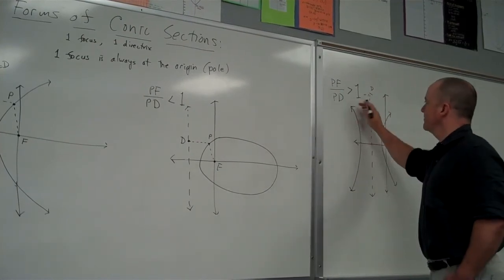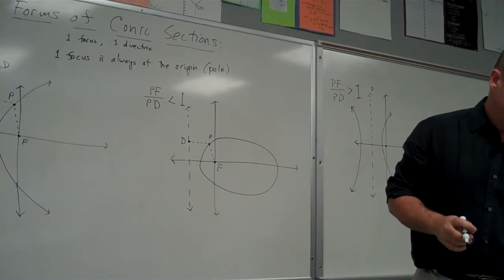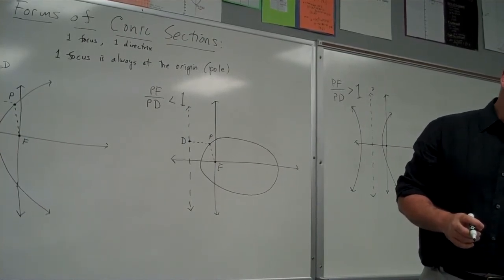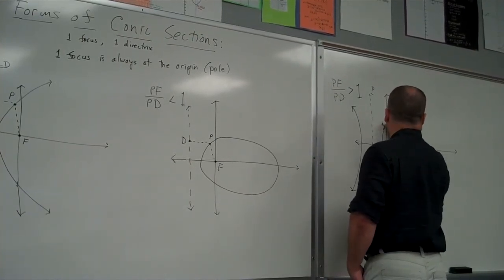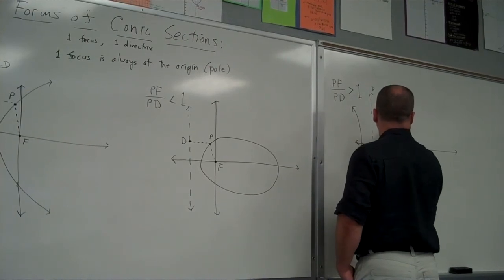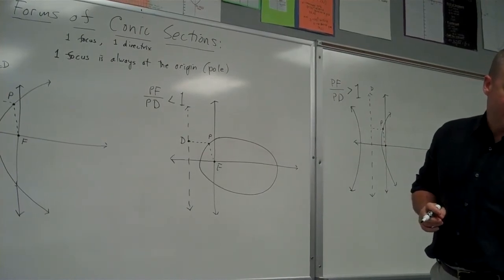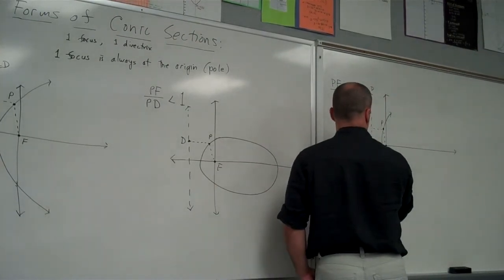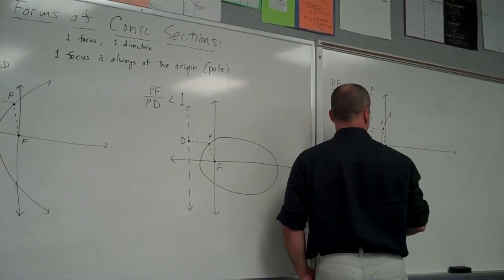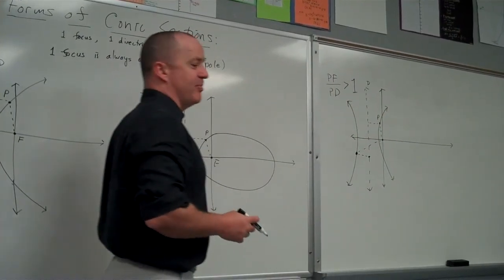And in this drawing, the idea is, if one is bigger than the other, then obviously one's going to be farther. Here's my point. It's this far from the focus. It's this close to the directrix. Here's another point over here, which is way far away from the focus and way close to the directrix. Either way, the distance to the focus is always more than the distance to the directrix in a polar hyperbola.